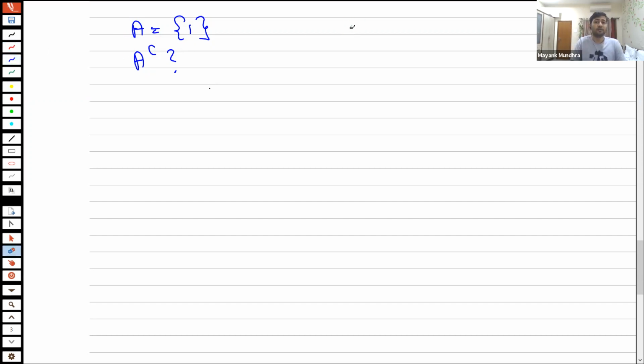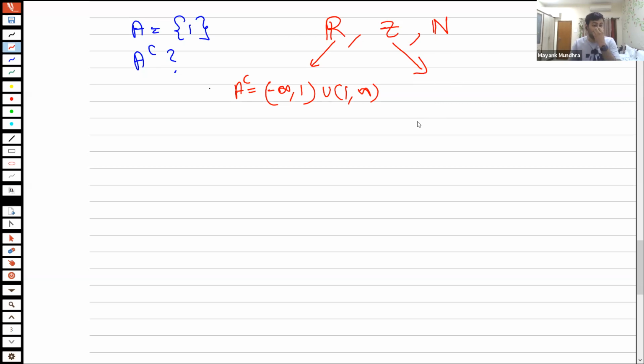Does this set A come from the set of real numbers? Or does it come from the set of integers? Or does it come from the set of natural numbers? Because if it comes from the field of real numbers, then A complement would be negative infinity to 1 union 1 to infinity. If it comes from the field of all integers, Z, the complement would be 0, plus minus 1, plus minus 2, plus minus 3, and so on. So that would be A complement. And if it comes from the field of natural numbers, then A complement would be all the natural numbers except 1. So 2, 3, 4, and so on.